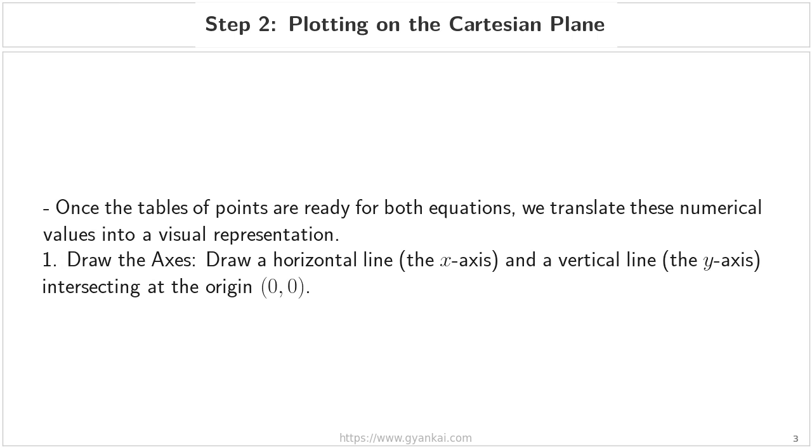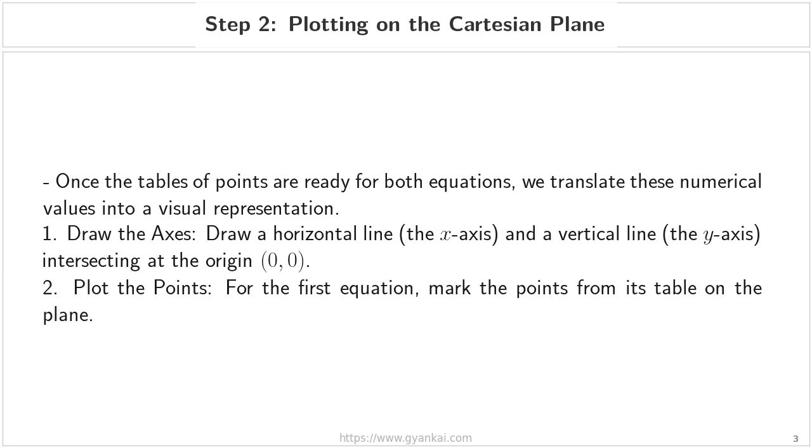First, you need to draw your axes. Start by drawing a horizontal line, which we call the x-axis, and a vertical line, which is the y-axis. Make sure these two lines intersect at the origin, which is the point (0, 0). Second, we begin plotting. Take the points you calculated from your first table and mark them clearly on this plane.